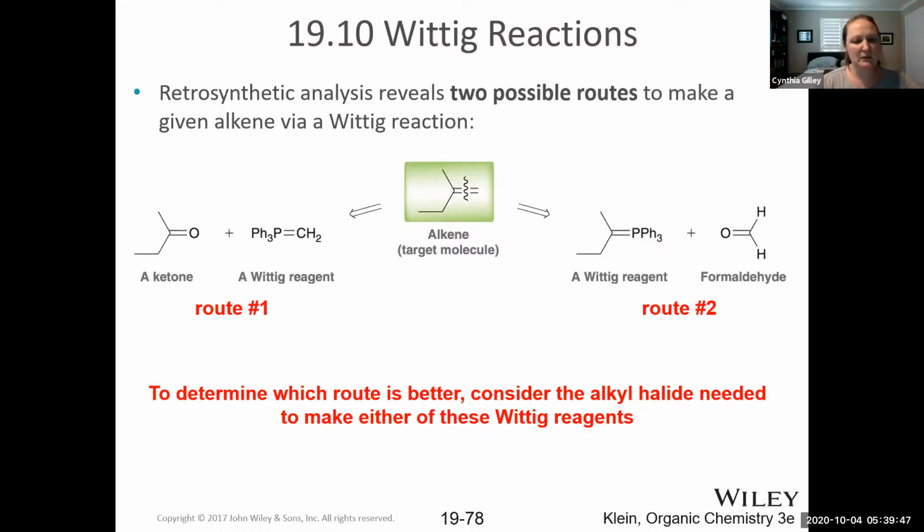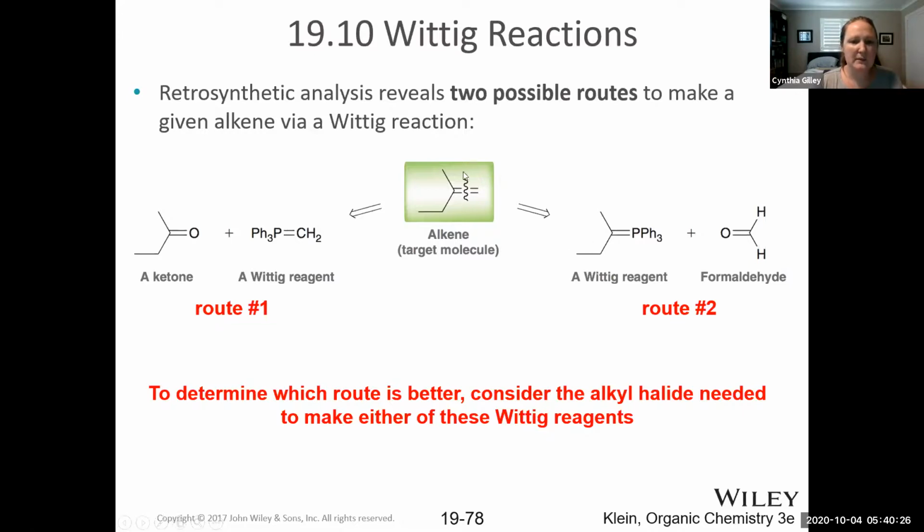Let's talk a little bit about retrosynthetic analysis for the use of the Wittig reaction. If you're trying to think about how can I make this alkene through a Wittig reaction, then we know that we make the carbon-carbon double bond through the Wittig reaction, and we make it from a carbonyl on one side. So that could be this ketone or this aldehyde, depending on which side gets the carbonyl. And the other side is the Wittig reagent, which we form from an alkyl halide.